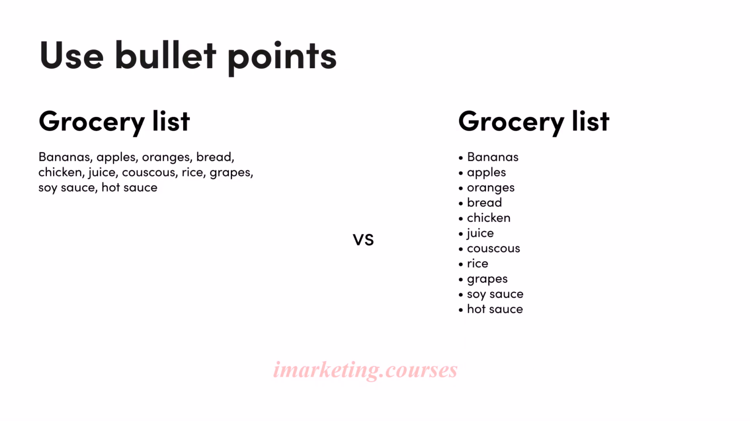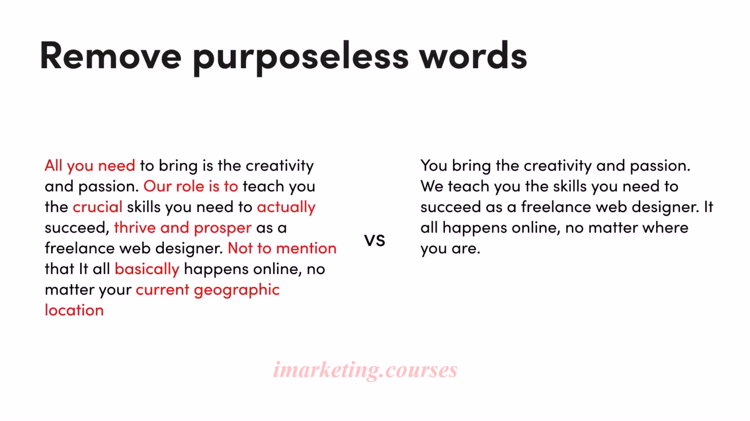If you can break things down into bullet lists or lists in general, that would also make things way easier to consume and scan. If you can make a text in general shorter by not using all of these purposeless words, that would make the text shorter, increasing the chance of people actually reading the text.